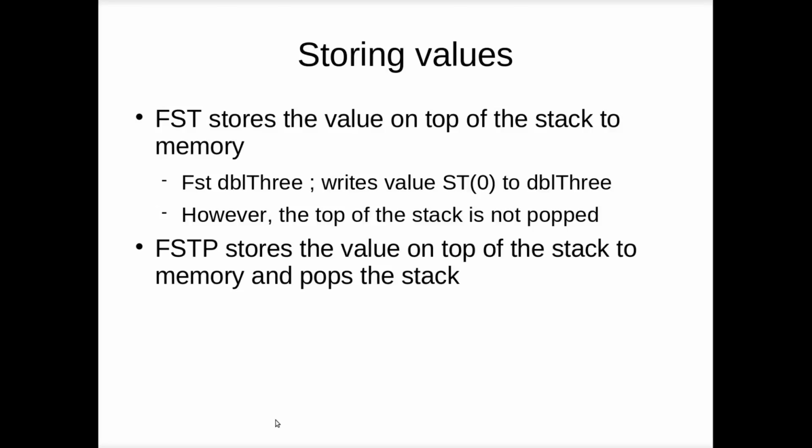And then to get values off the stack, if you do FST, it moves the value from the top of the stack into the RAM. So if I do FST double 3, what this is going to do is write the value on top of the stack, which is ST0, into the memory location. However, the stack is not popped. So if you want to store the value off the stack, you do FSTP, which not only stores the value, it pops the value on top off the stack.